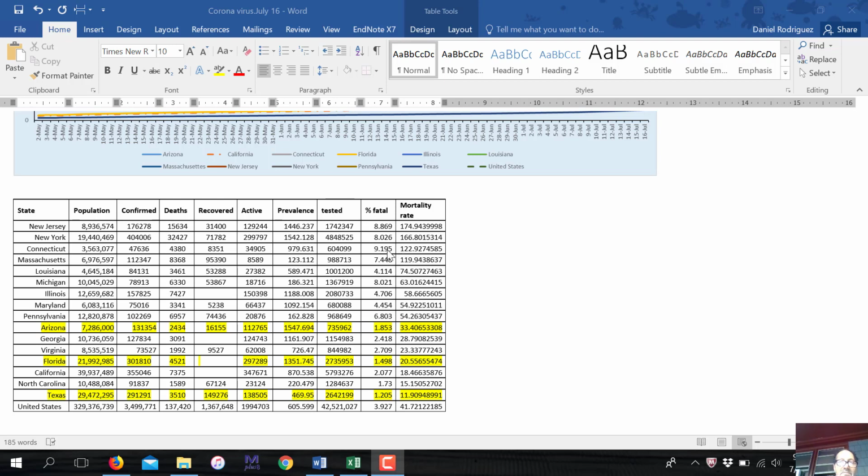Case fatality, you're most likely to die if you are in Connecticut, and that might be because the hospitals were overwhelmed. New York and New Jersey, Massachusetts, Michigan. There are a lot of issues related to health disparities as well in some of those states.